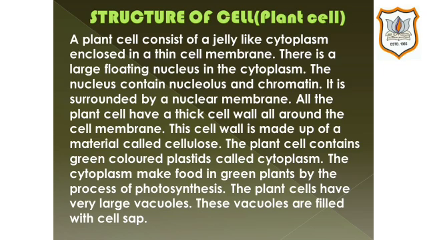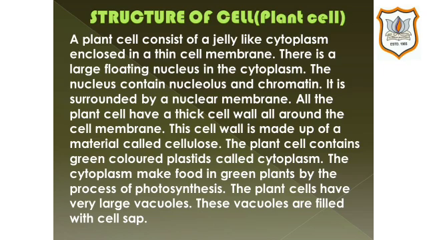Students, all the plant cells have a thick cell wall around the cell membrane. This cell wall is made up of a material called cellulose. The cell wall protects the plant cell, gives it a fixed shape and makes it rigid. Rigid means strong. The plant cells contain green colored plastids called chloroplasts. Chloroplasts are the green colored bodies or particles in the cytoplasm of the plant cell. The chloroplasts make food in green plants by the process of photosynthesis.